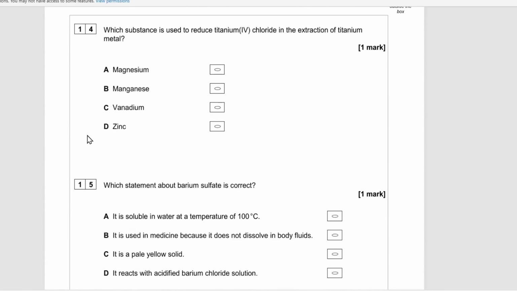Voila. Right, 14. Which substance is used to reduce titanium 4 chloride in the extraction of titanium metal? You just got to know this off by heart, guys. So it's TiCl4 plus magnesium, giving away the answer, and that goes to MgCl2 and titanium on its little lonesome. And there we go. Bosh, you just got to know that one off by heart. Get the revision cards out for that one.